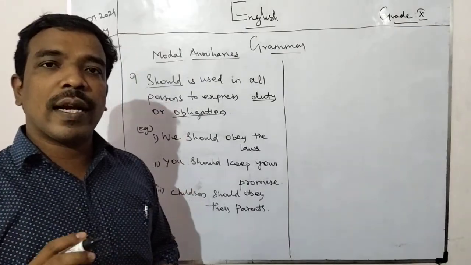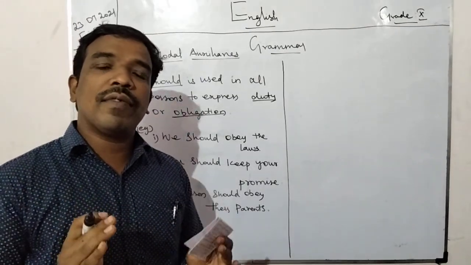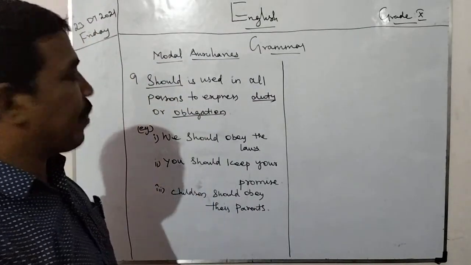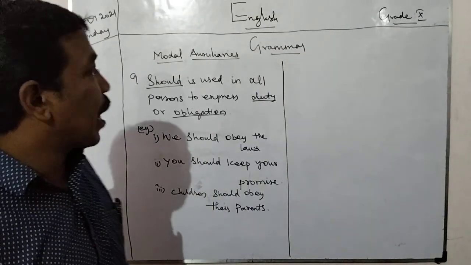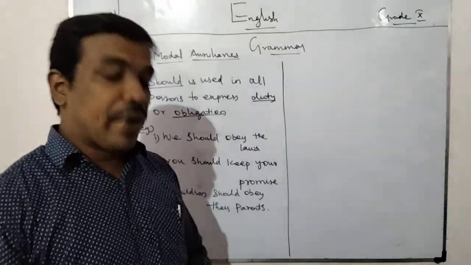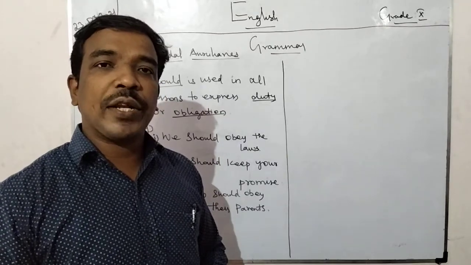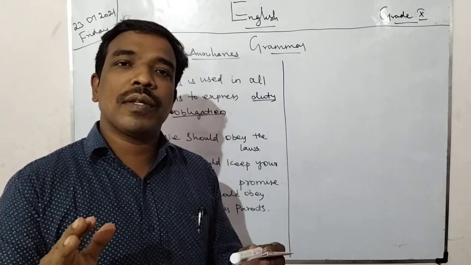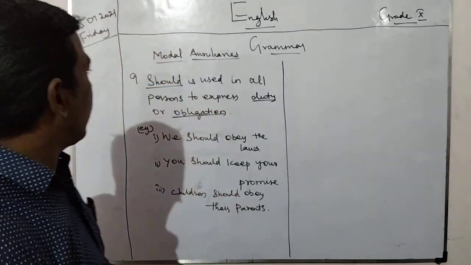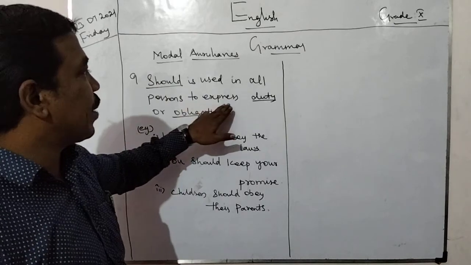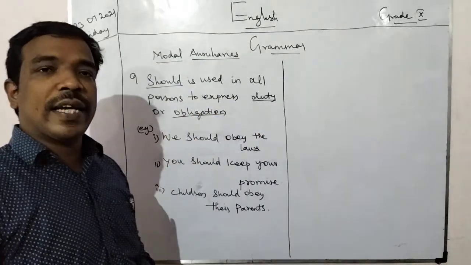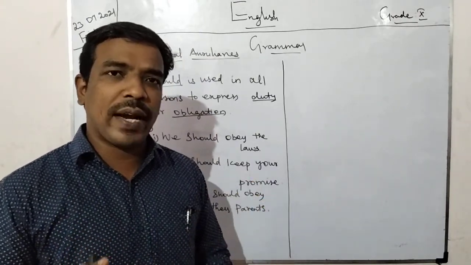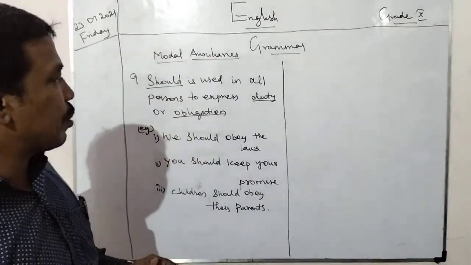According to the Wren and Martin grammar, we have several words for obligation or compulsion. One word is should. We can use should for that. We can use must for that, we can use ought to, we can use have to, so many words we can use for compulsion. See here, should is used in all persons to express duty or obligation, but the variation is very simple. When you are reading the examples you could know that.